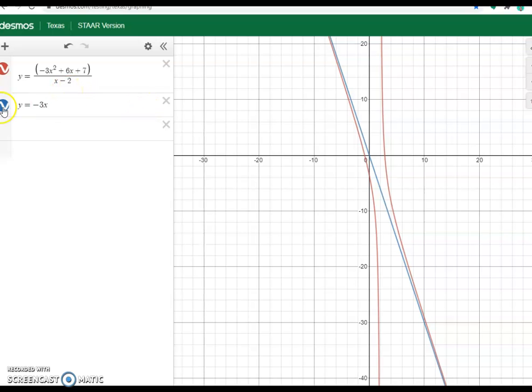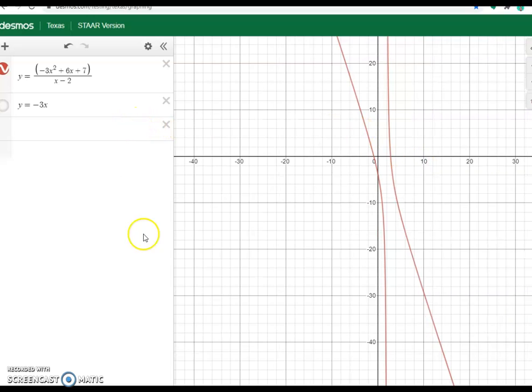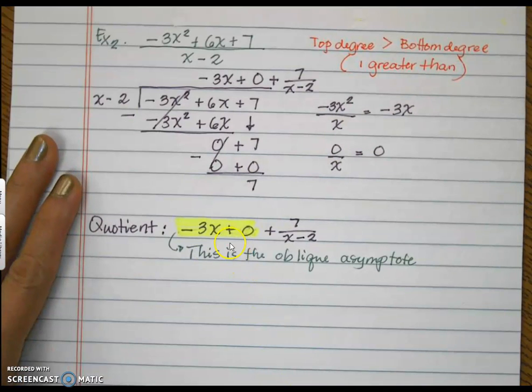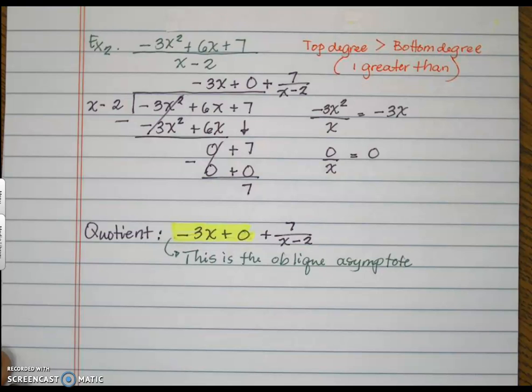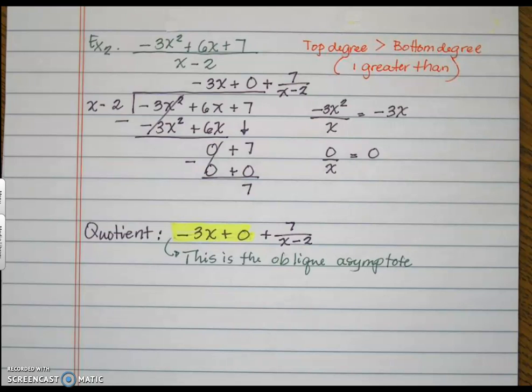When you plug this in, let me turn this off first. When you plug this in, this is how your graph looks. And when I plug in the asymptote that we got from here, the negative 3x, of course, I had put a y. Okay, so y equals negative 3x, then the line, your slant or oblique asymptote, shows up. Again, that is negative 3x. If some of you are bothered why there's no 0, I will put the 0. It's the same thing. Now, our next thing is we're going to extend the lesson and find the vertical asymptote.